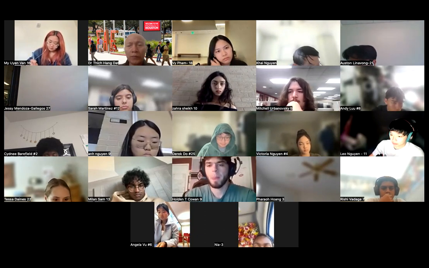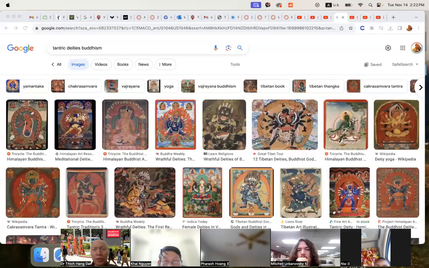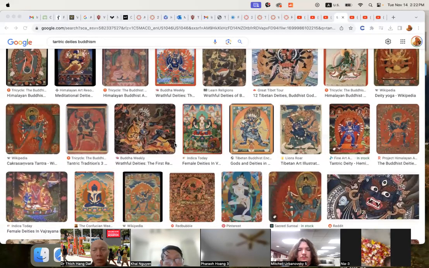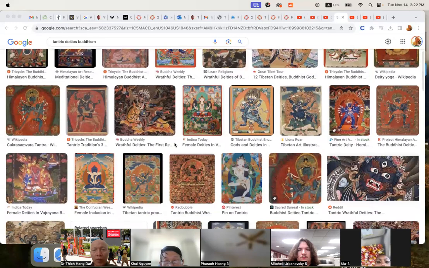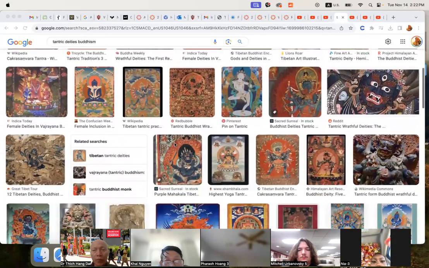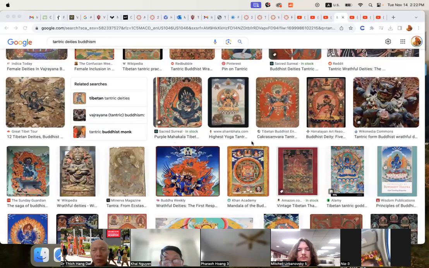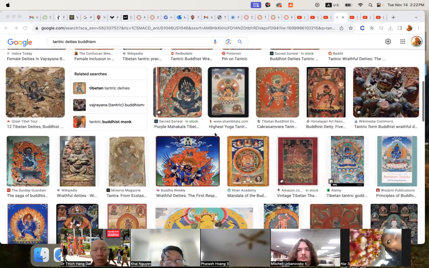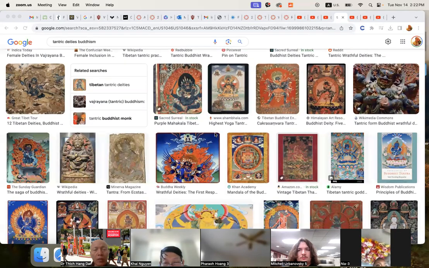Let me share with you guys here. Thank you. These are the tantric deities in Buddhism, especially in the Tibetan tradition. Some of them look fearful, some of them look compassionate. For example, this one here, these deities are mainly the protectors of Buddhism. Some of them have fearful faces and figures so that they can chase away evil energy.